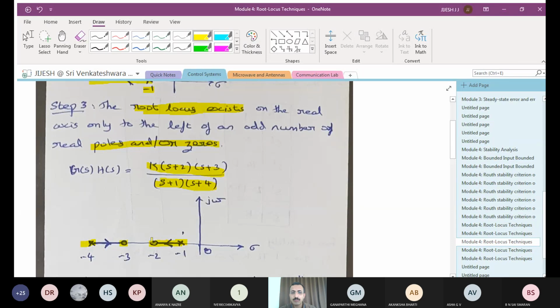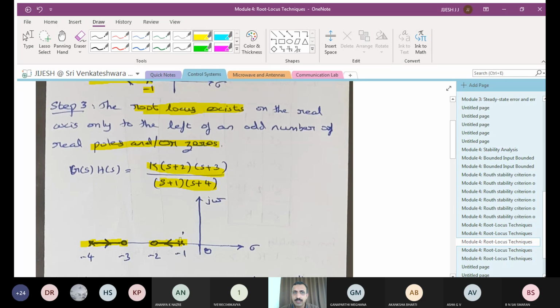Next, one more should be available, which also has to start from the pole and go towards the zero. So you can see that you have the branches, and you have indicated the poles as well as zeros. So this is step 3. We have to understand step 1, step 2 and step 3.